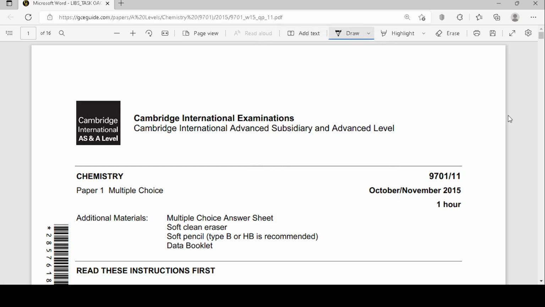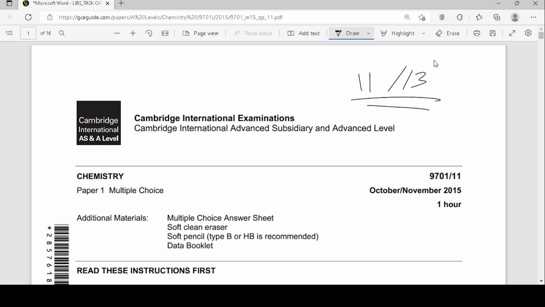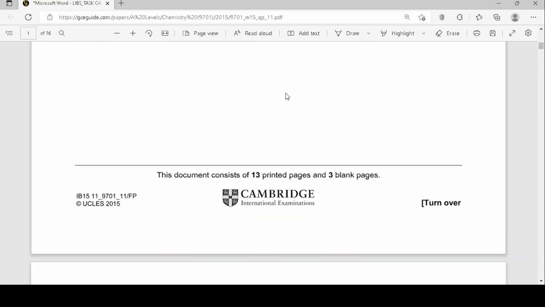Yeah, so this is October-November 2015, paper 1-1. Actually, paper 1-1 is the same as paper 1-3 for winter 15, so if you're doing 1-1 or 1-3, both are the same. I mean, not every year, but yeah. And it's chemistry 9701. So let's start. How about that?